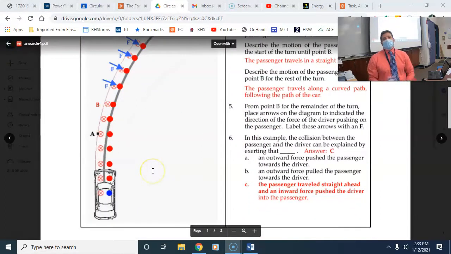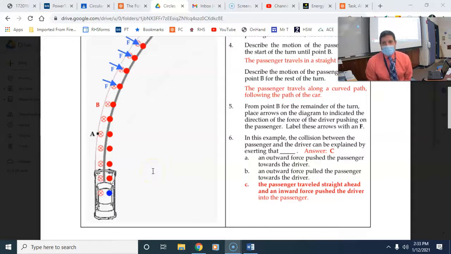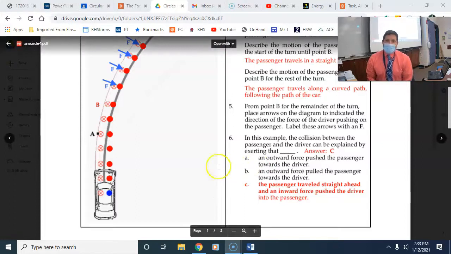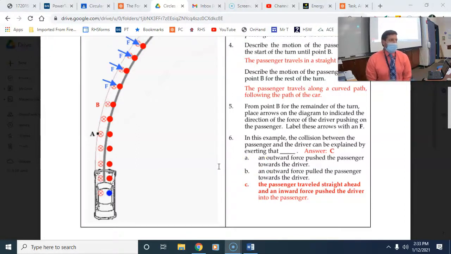And number 6, in this example, the collision between the passenger and the driver could be explained by... The best answer is C. A and B are out because they both say outward force, and we already said there is no outward force, right? So just due to that reason, C has to be right. The passenger traveled straight ahead, and an inward force pushed the driver into the passenger.